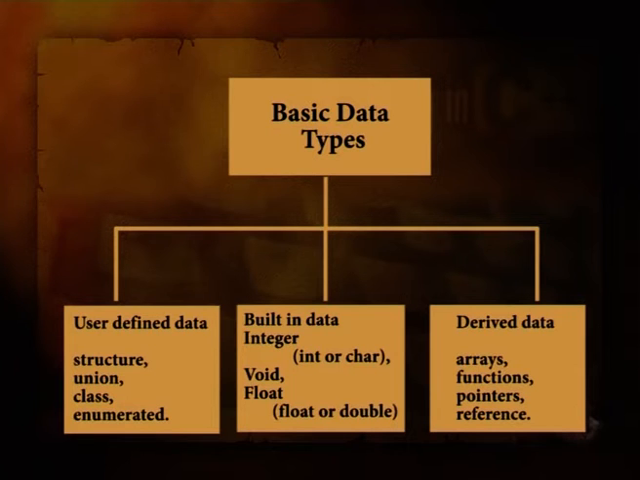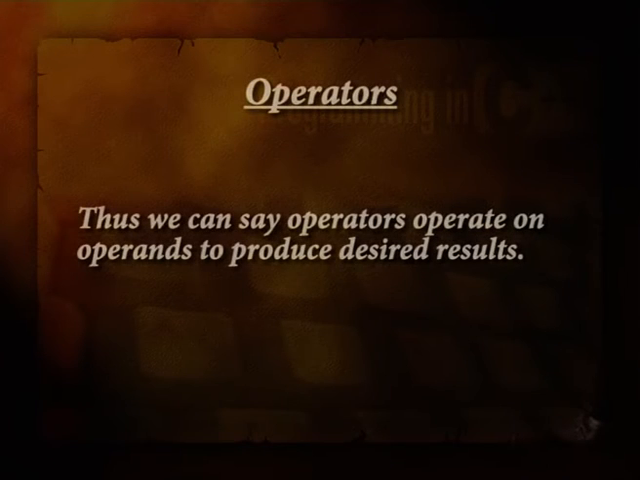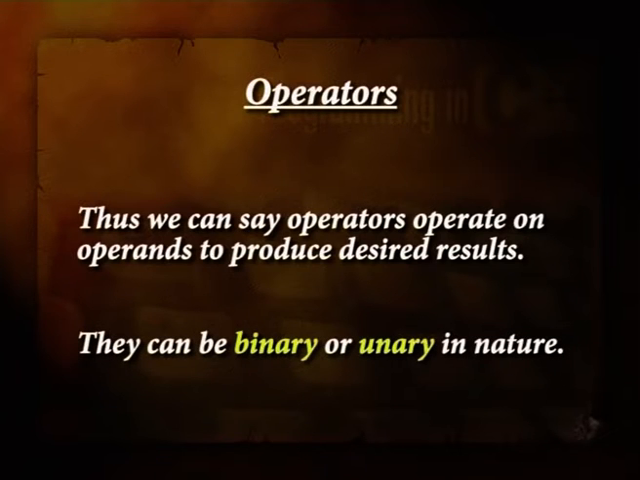In this way, we have seen how, according to the need of the program, a programmer declares an identifier. Operators. Most often, while writing a program, we need to do certain calculations or compare two values. These can be done by the use of various types of operators available in C++. Thus, we can say operators operate on operands to produce the desired result. They can be binary or unary in nature. Following are the most common types of operators available in C++.